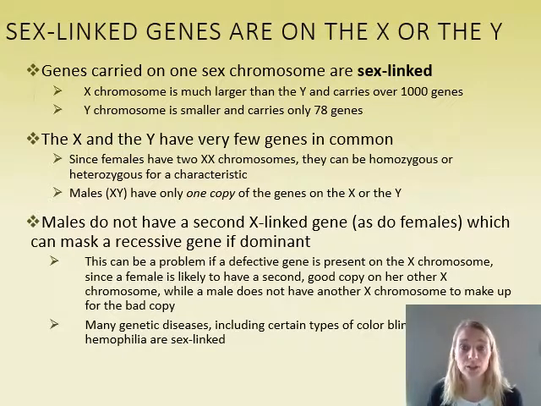The X chromosome is very large in comparison to the Y. They're not true homologs, right? We talked about that back in meiosis. The X carries about 1,000 genes. The Y carries only about 80-ish, about 78 genes. They have very few genes in common, so they're not really going to do crossover. They don't do the recombination event in prophase 1.